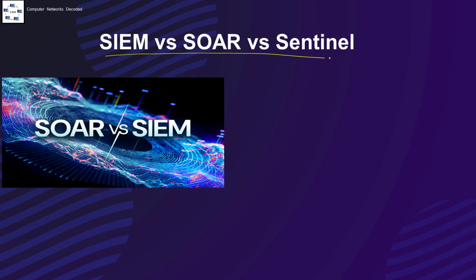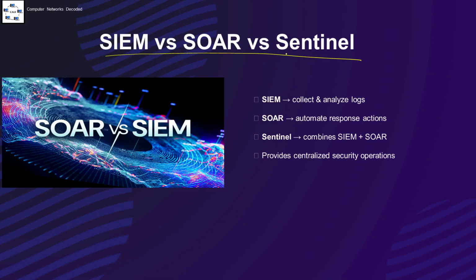So a summary of SIEM, SOAR and Sentinel. So SIEM basically collects and analyzes logs, and it detects attacks through these logs. SOAR on the other hand automates response action, and Sentinel basically combines the functionalities of both SIEM and SOAR and provides a centralized security operations center or SOC.